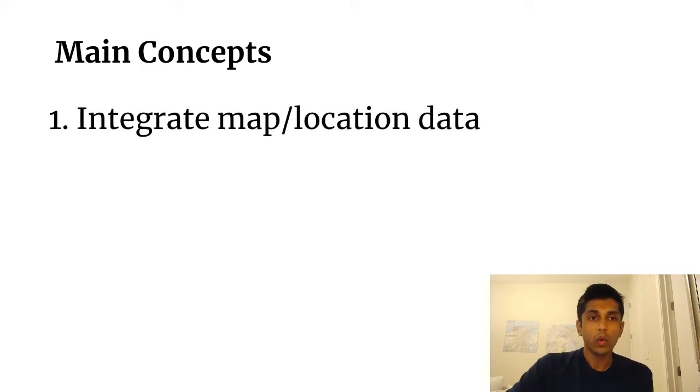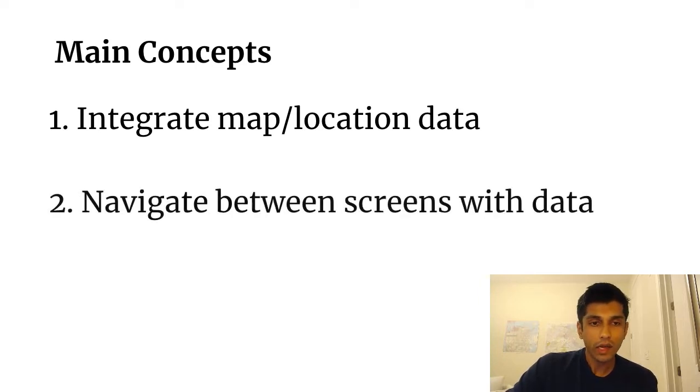Next, I'll talk about the main concepts we will and won't cover while building the app. The first, of course, we'll be talking about how to integrate map and location data into your application because the main point of what we're building is rendering a map and showing important places on it. Second, we'll talk about how to navigate between screens in your app with data. This is important because pretty much all apps will have multiple screens and you'll need to be able to communicate between them. And we'll use Android's intent system to do that.